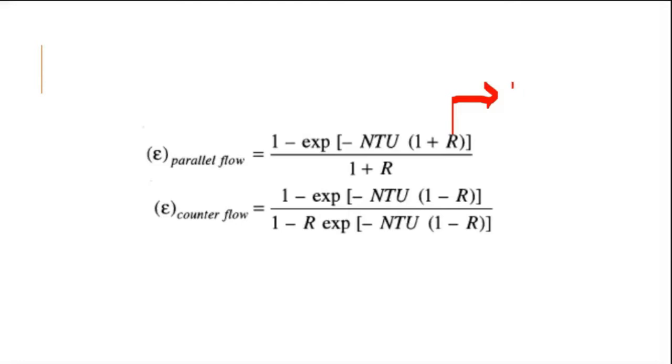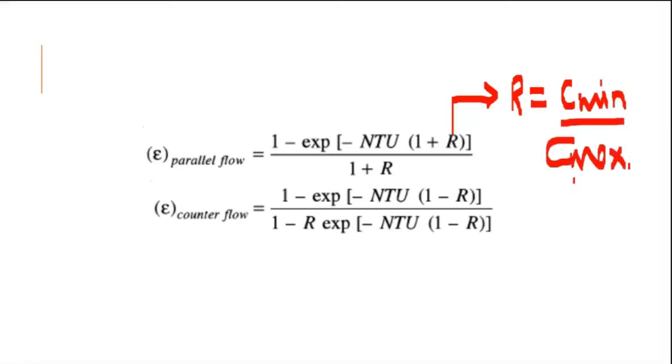And R is equal to what? How do we define capacity ratio? It is C minimum by C maximum. This is the definition for capacity ratio. So you need to remember these two terms: what NTU is equal to, and what R is equal to. Even if you forget, it will be mentioned in the data handbook that NTU is equal to UA by C min and capital C is equal to C min by C max. In the data handbook, this R will be given as capital C, that is nothing but the capacity ratio.